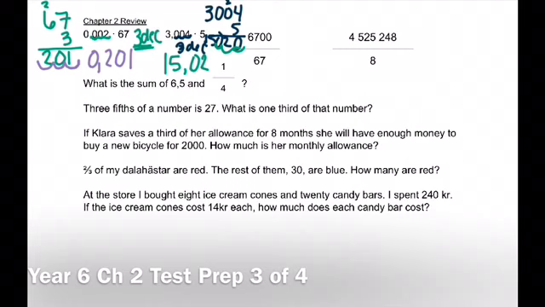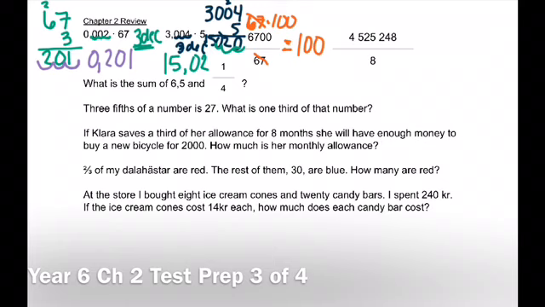Then the next one, 6,700 divided by 67. I can see that 6,700 is the same thing as 67 times 100. So 67 divided by 67 is 1. And so then the answer is just going to be 100. Then the next one, we're going kind of fast. So if it's too fast, pause the video and come back.